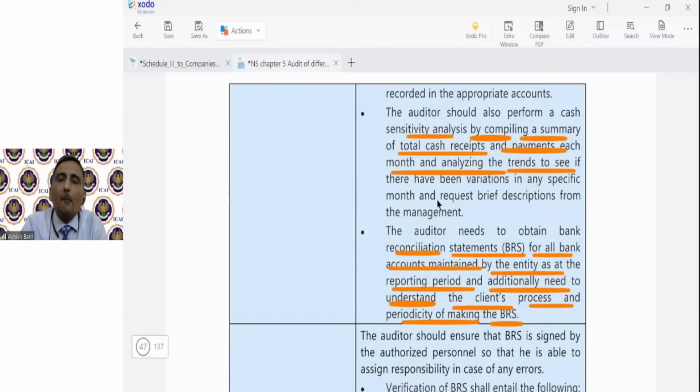So these bank reconciliation statements are prepared by the company staff, but the auditor has a duty to verify whether these bank reconciliation statements prepared are proper and accurate, and he may reperform. Suppose he may again perform a bank reconciliation statement as part of his audit procedures, but it is the main responsibility of the company, of the management.